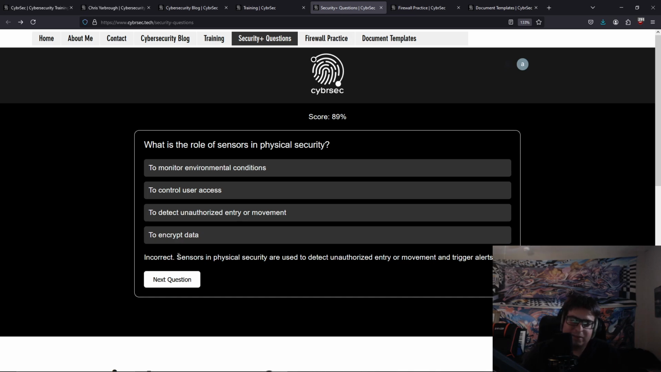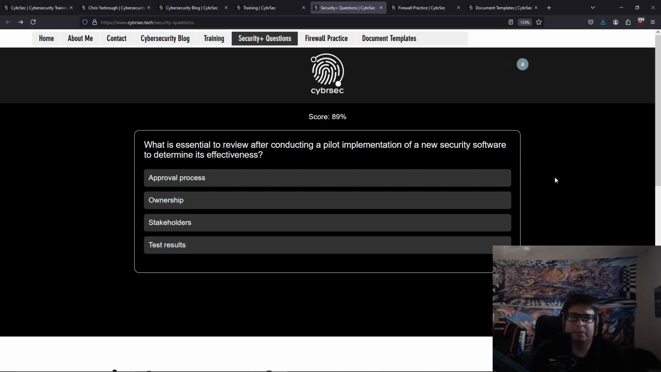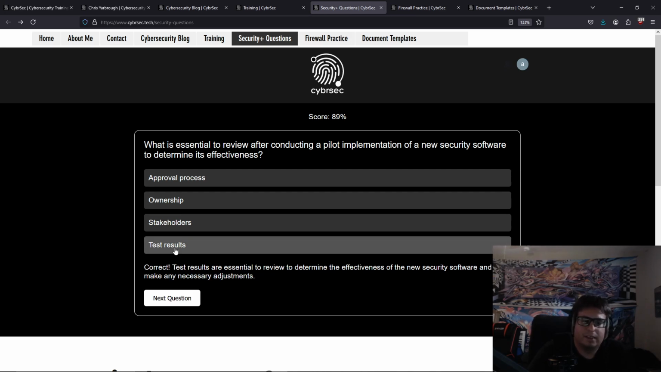A hacker repeatedly attempts to gain access to a secured room by guessing every possible code combination on the keypad. So every possible combination would be a brute force. Correct. What is essential to review after conducting a pilot implementation of a new security software to determine its effectiveness? You need to review the test results. Correct. Yep.